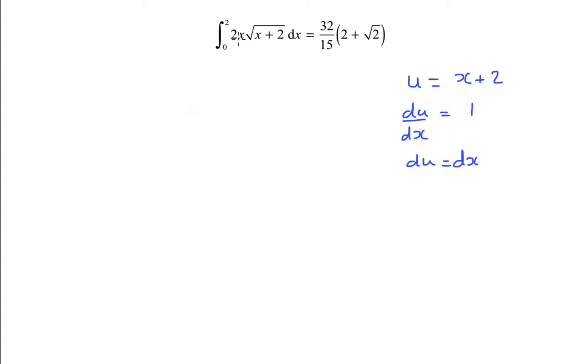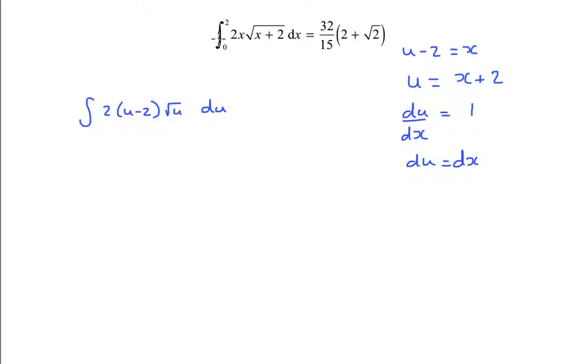The other thing we can do is swap this x here for u minus 2. x will be equal to u minus 2 if that's the substitution we're using. So if we do that over here now, we're going to have 2 lots of u minus 2 times root u du, because du can be swapped for dx.